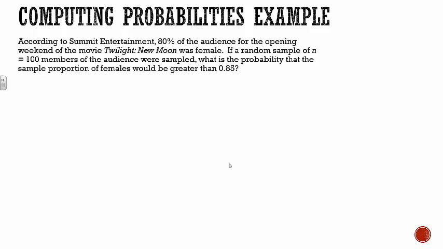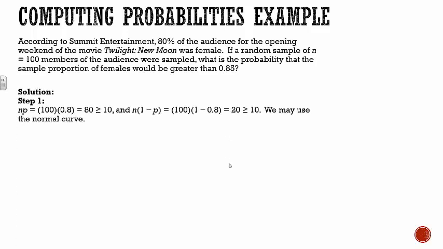So first thing I need to do is I need to make sure that this thing is even normal. So I'm going to check NP. N is 100, and my P, proportion of success, is 0.8. 100 times 0.8 is 80, which is definitely greater than 10. And then I also have to check my proportion of failure. So I do N, which is 100 times my proportion of failure, which is 1 minus 0.8, which is 0.2. 100 times 0.2 is 20, which is also greater than or equal to 10. Because both of them are greater than or equal to 10, we can use the normal curve.